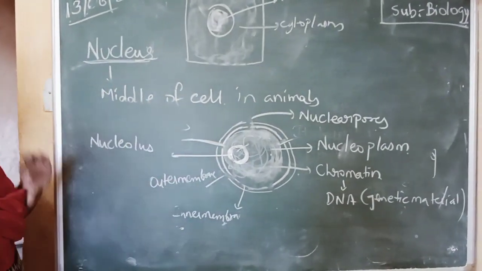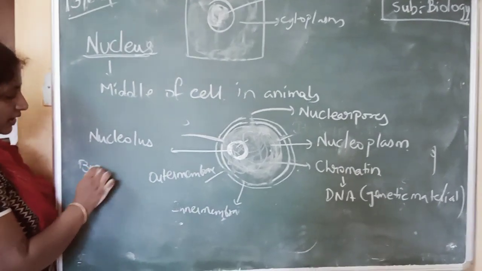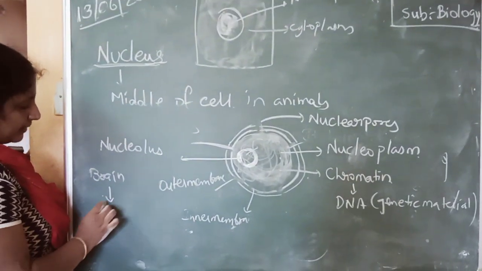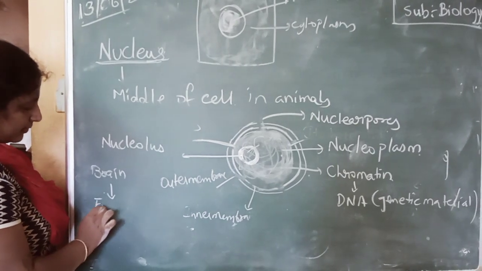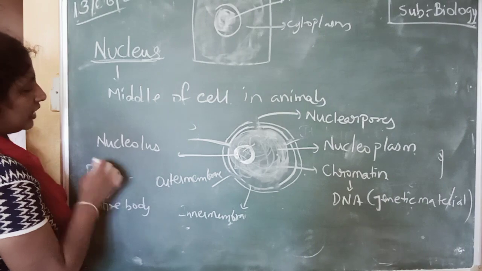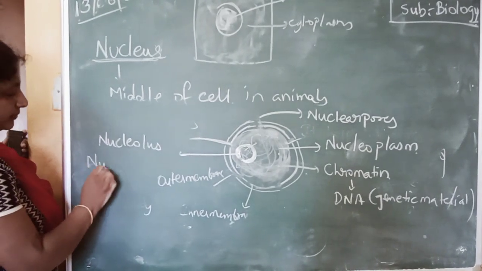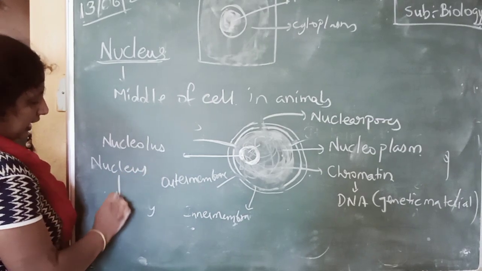The nucleus controls the entire cell, as the brain controls your entire body. Like that, the brain controls the entire body. So similar to the brain, the nucleus will control the entire cell.